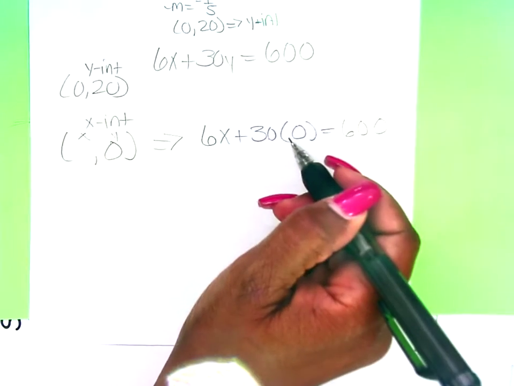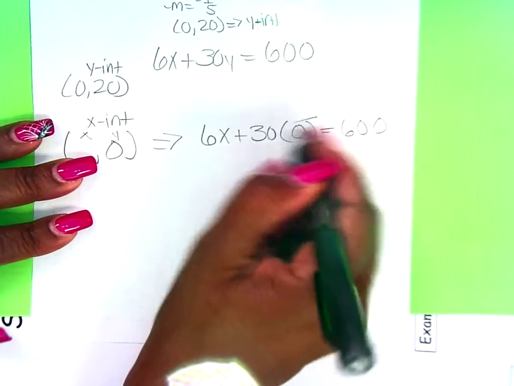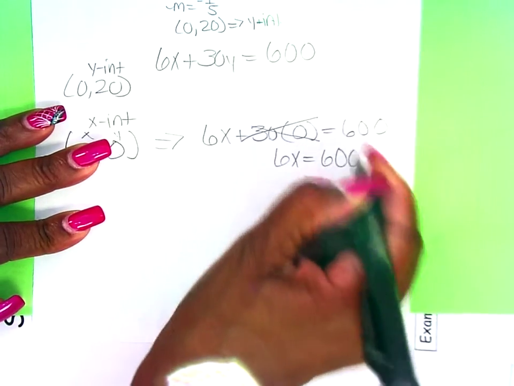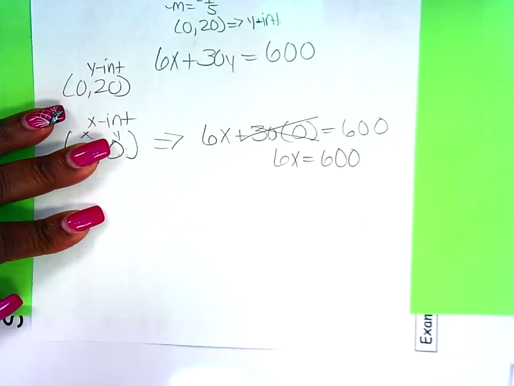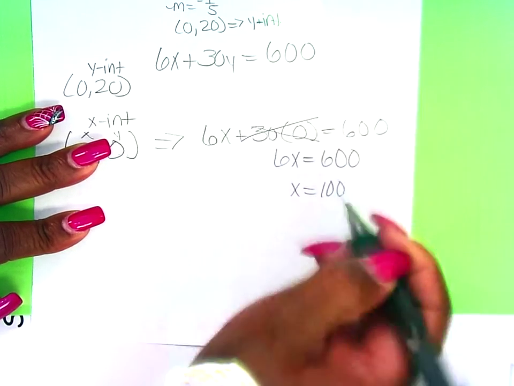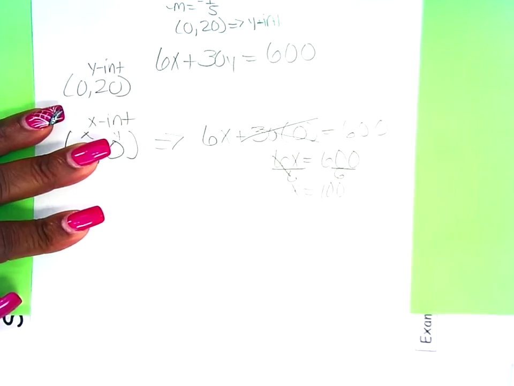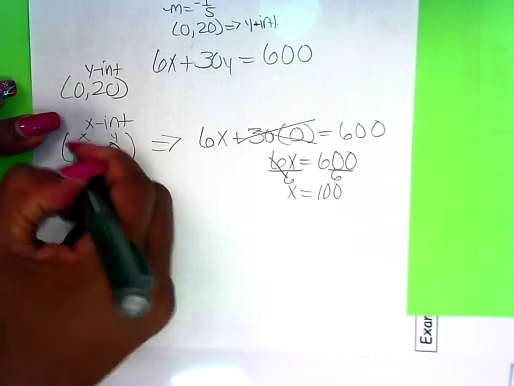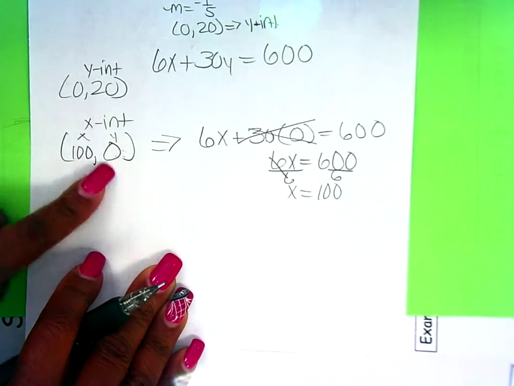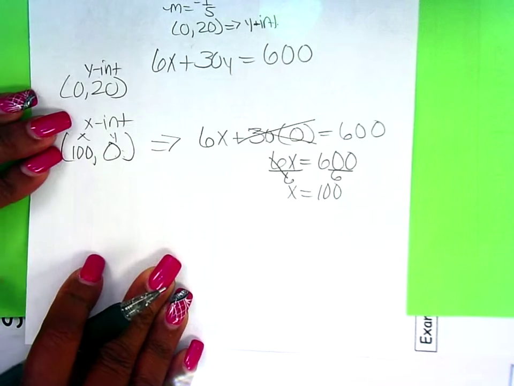What is 30 times 0? 0. What's anything times 0? 0. So that's really gone, right? Yep. So really I got 6x equals 600. So, 100. What is x? 100. You see that? I already know the answer is 100, but we know that he divided both sides by 6. Okay? So now, no, he did not guess. Okay? So now we know the x-intercept is 100.